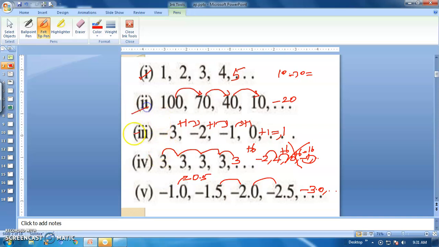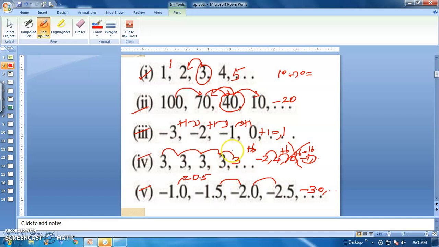But out of the 5 series, all the 5 series are in a certain order. That is, in the first one, we have to add 1 with all the numbers. If you need to find a particular number, we should add 1 with the previous number. And in this one, we should add minus 30 with the previous number. And here plus 1, here 0, here minus 0.5.